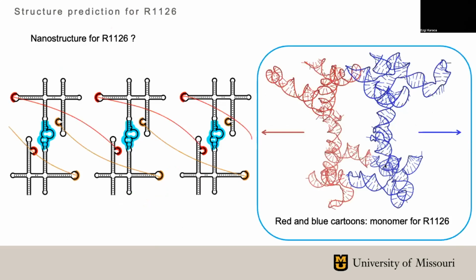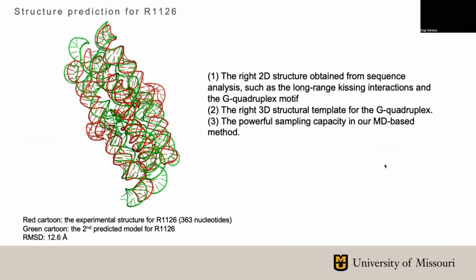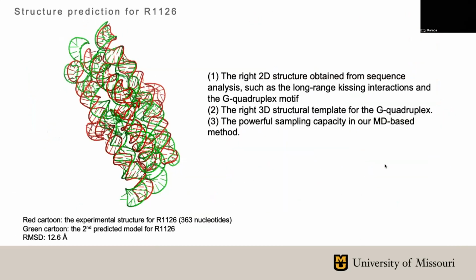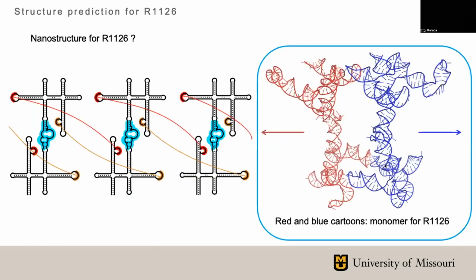Okay, so the correct native structure is shown like this. It's the kissing between the hairpin loop and this bulge loop. We actually submitted another structure. We submitted this correct one.